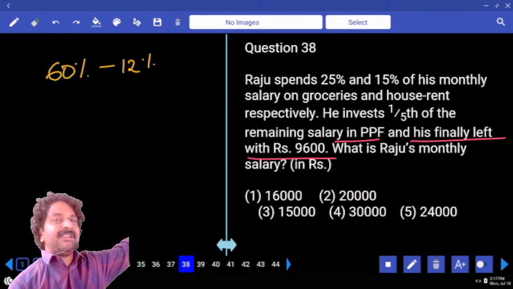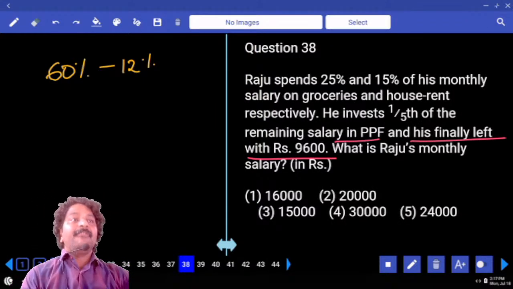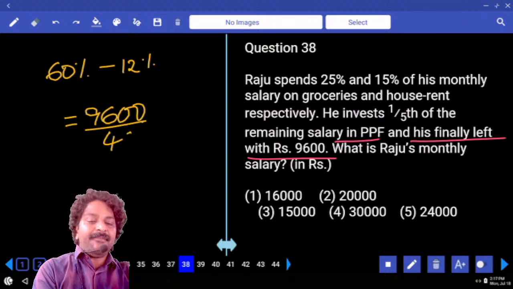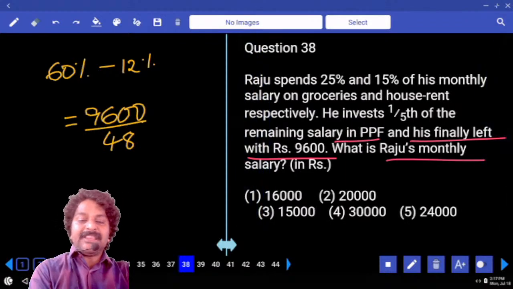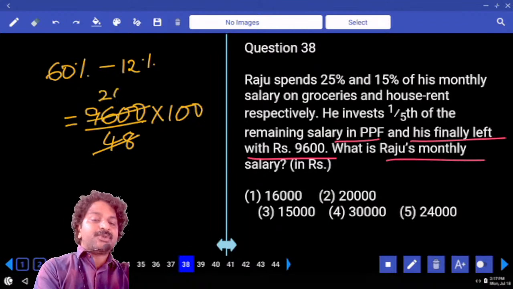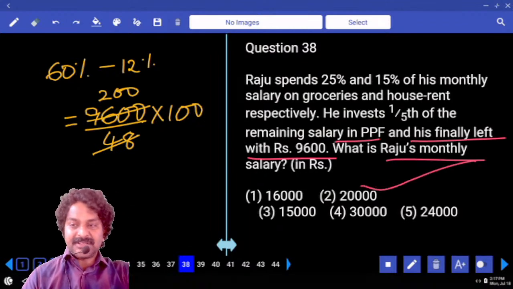In terms of percentage, finally he is left with 48%, which is equal to 9,600. 1% is equal to 9,600 divided by 48. Raju's monthly salary in the sense 100% only. 48, 2 times, 2 zeros into 100, 20,000 answer.